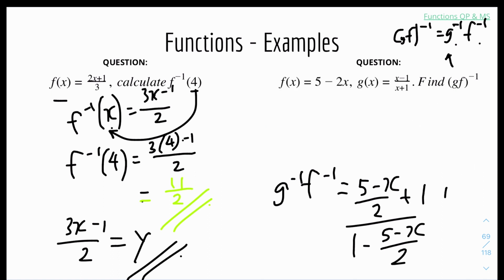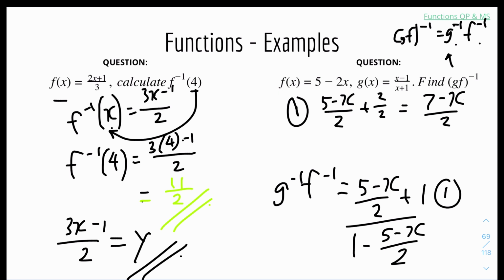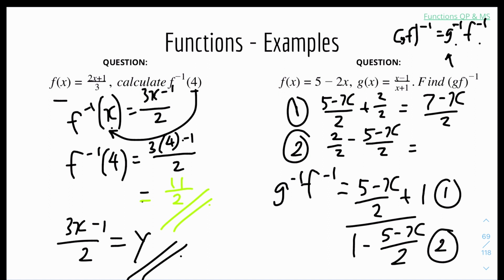Let's solve the top first. Number 1, it will be (5 minus x) over 2 plus 2 over 2. And then 5 plus 2 is 7, so it will be (7 minus x) over 2. And the bottom, let's set it as number 2: 1 minus (5 minus x) over 2. The 1 can be rewritten as 2 over 2. So 2 minus 5 is minus 3, plus x, because it's minus a minus x, so it will be plus x. So it will be (x minus 3) over 2.